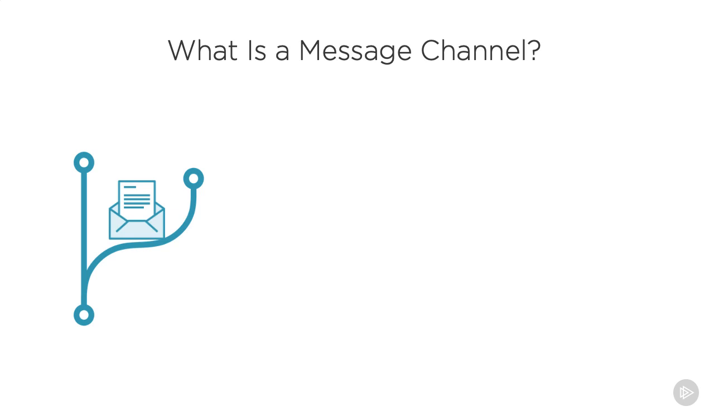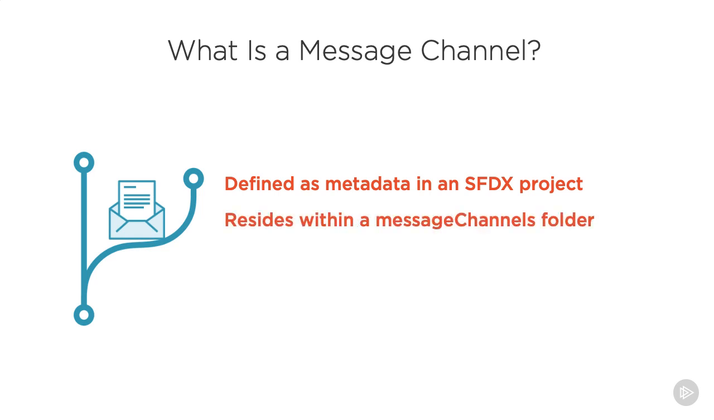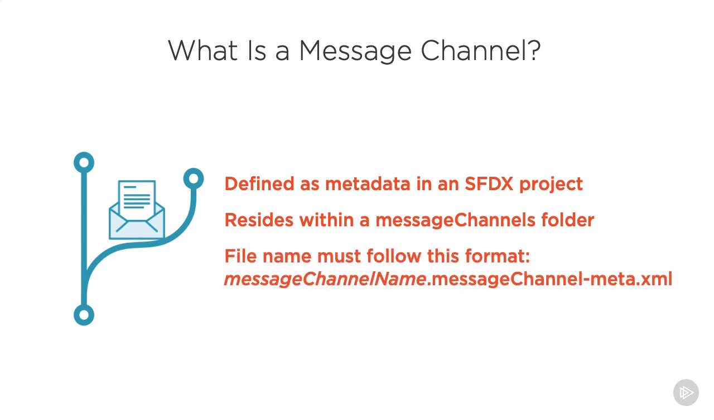And right now you might be thinking, so what is that exactly? Essentially, it is created as metadata in an SFDX project. The metadata file that is created should reside within a folder named Message Channels, and the file name should follow the format you see here, where the first part is the actual message channel API name, followed by a period, the word messageChannel, a dash, the word meta, and .xml file extension.